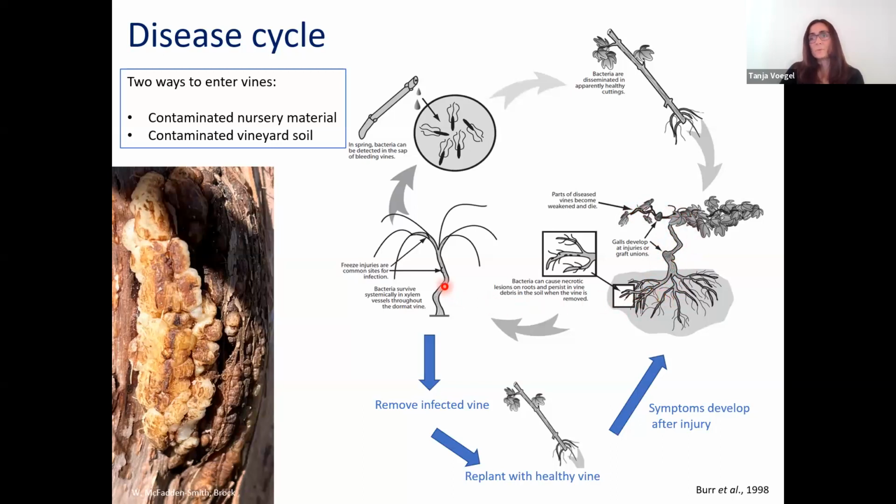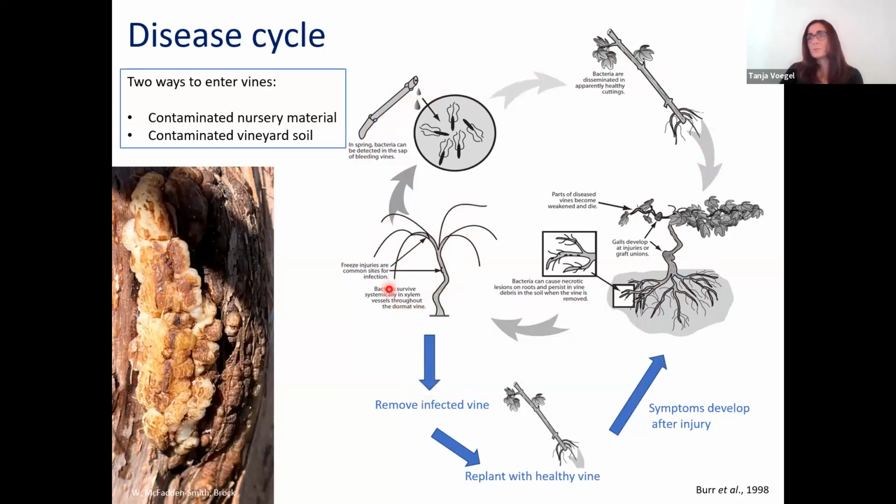In fall then, or in winter, when the vine becomes dormant, the hypothesis is that the bacteria move into the roots of the vine and overwinter there. And then they're being pushed up in spring again with the xylem sap, and the cycle continues. So this is what's published about the disease cycle, but I added a little information down here.